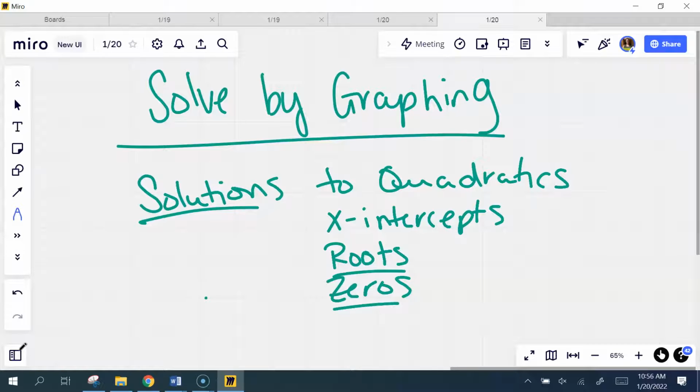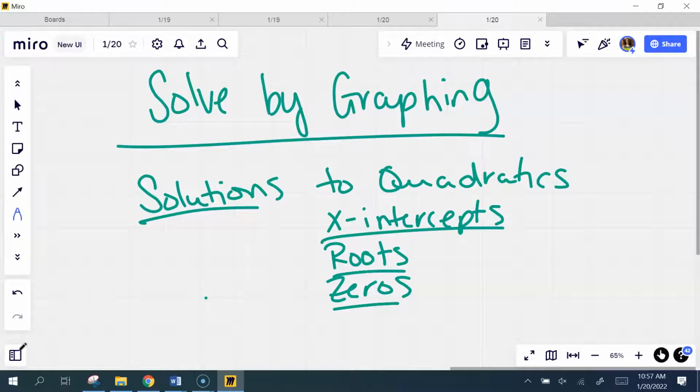So if I said, what are the zeros of the function? I'm really just asking you, what are the x-intercepts of the function? What are the roots of the function? Again, x-intercepts. And solution, x-intercepts. Those all mean the same thing. It's the places where it crosses the x-axis, also referred to as intercepts, roots, or zeros. Any of those words can be used interchangeably.